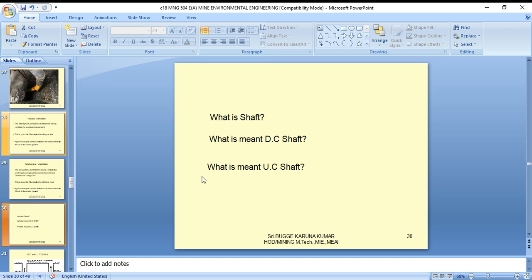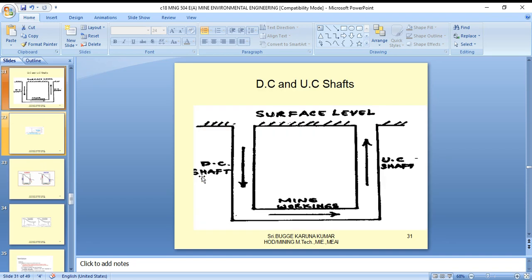So coming to the basic ventilation system, natural or mechanical, there is a need for the mouth of entries, depending on the shaft. What is a shaft, and what is meant by DC shaft and UC shaft? Most of the time when you go to a mine, these words UC, DC are used. So what is meant by DC and what is the UC?